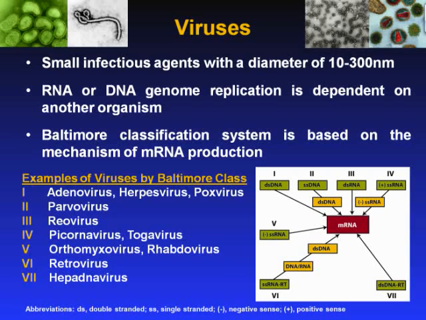Viral genomes may be DNA or RNA, circular or linear, single-stranded or double-stranded, and may or may not use reverse transcriptase. Additionally, single-stranded RNA viruses may be either positive sense, denoted by a plus sign, or negative sense, sometimes called antisense, denoted by a negative sign. This classification places viruses into 7 groups, shown here in the figure on the bottom right. Examples of viruses falling into each class are listed to the left of the figure.